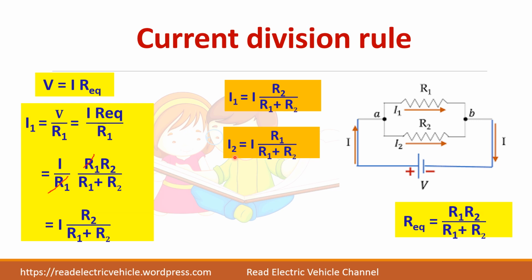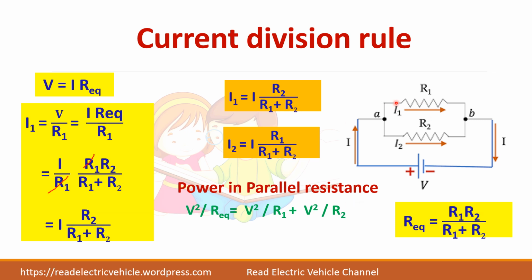Similarly, to find the current through resistor R2, I have to write total current divided by the sum of the resistance into this R1, the other resistance. So in voltage division rule, we will use the same resistance, whereas in current division rule, we have to use the other resistance. So the power in a parallel resistance is given by, you can directly add the powers. So V square by R1 plus V square by R2. So we have taken V because V is common for all the resistors.